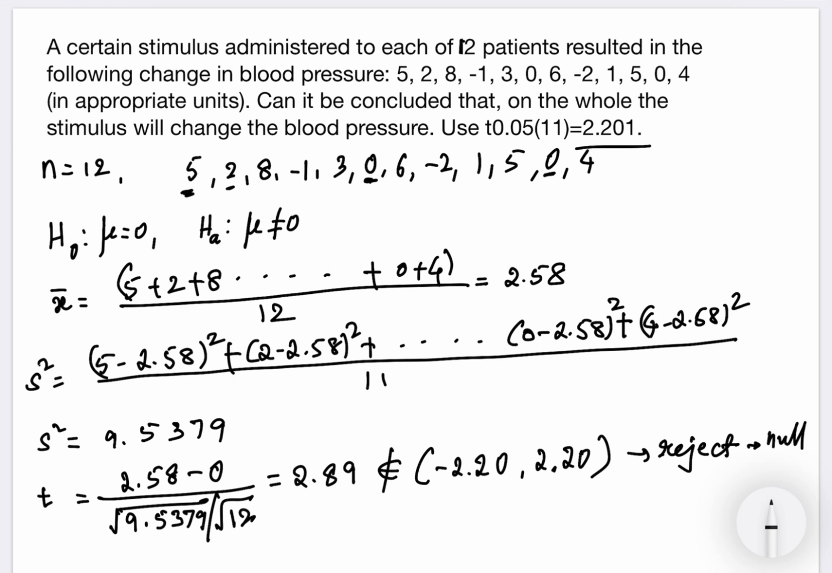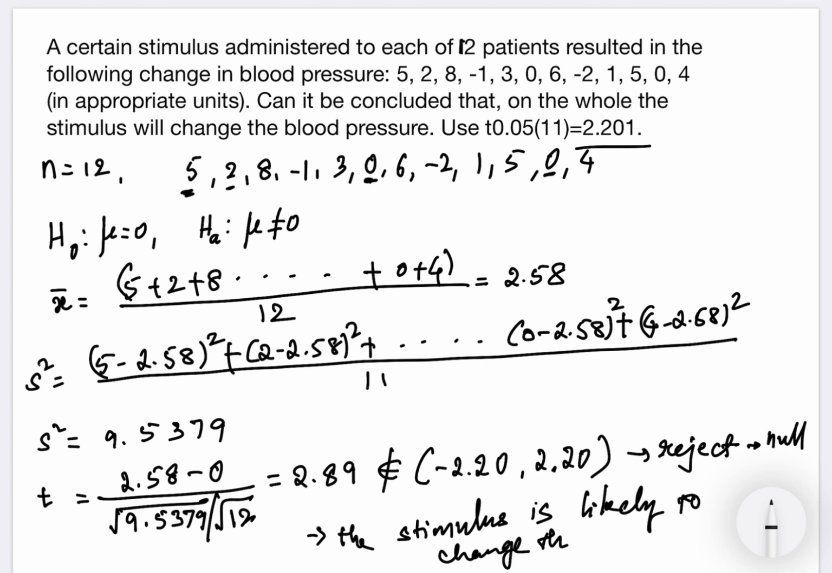So the null hypothesis stated that the stimulus administered would not change the blood pressure, and we are rejecting that hypothesis. That means we can say that the stimulus is likely to change the blood pressure.